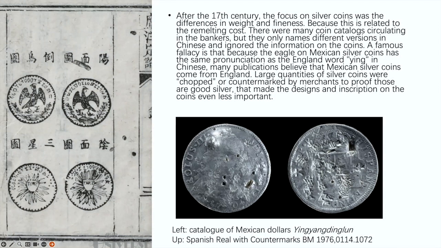So basically the function of those catalogs was to tell people, firstly, the weight, and secondly, the fineness: which one is high fineness, which one has low silver content. So it's just about the material, the metal itself. As you can see, the Liberty hat is upside down. At that time, they didn't care about the legends, where the coin was from, or the patterns.